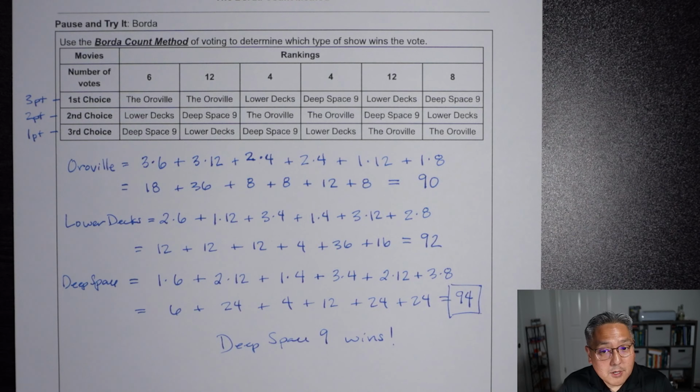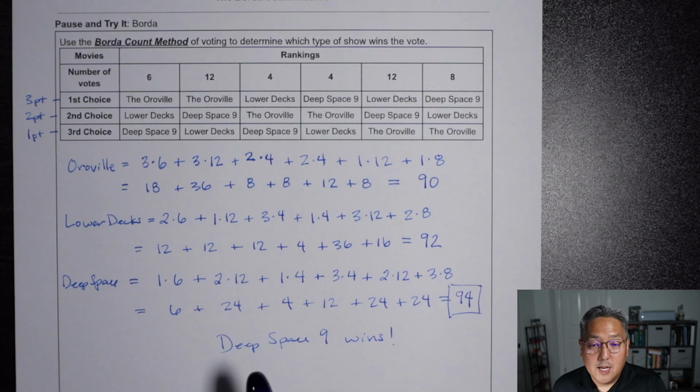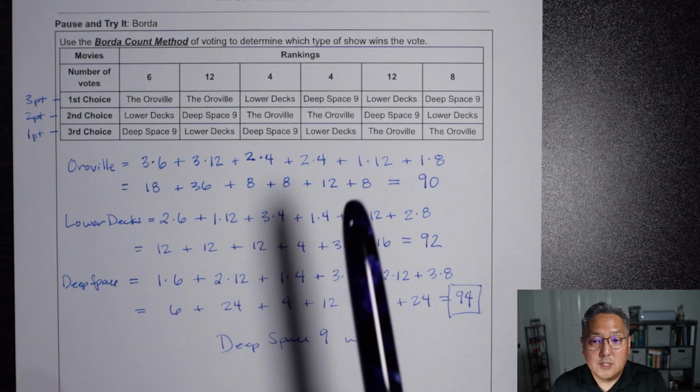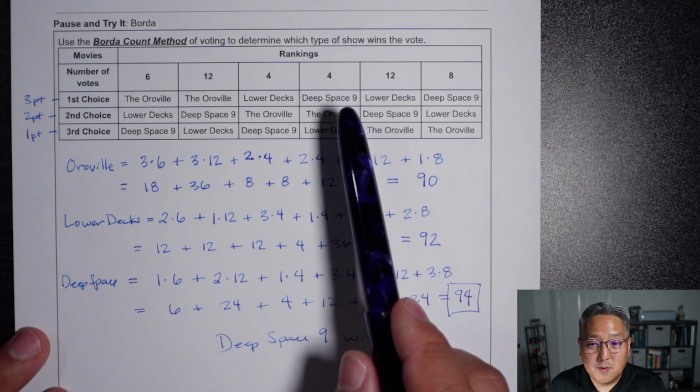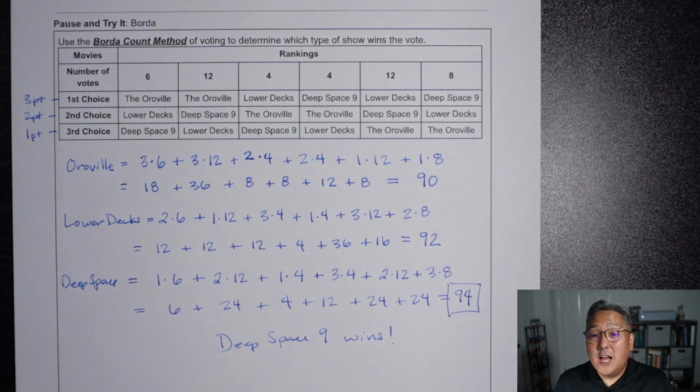More calculation, but it does bring in some value to your position if you're a little bit lower in the choices but had more people voting for you. In this case, Deep Space Nine won, but notice that it did not have very many first choice votes. It had 4 first choice votes there, 8 first choice votes there. So it didn't have a whole lot of first choice votes, but what it did have was lots of second choice votes, which gave it a bit of a boost.